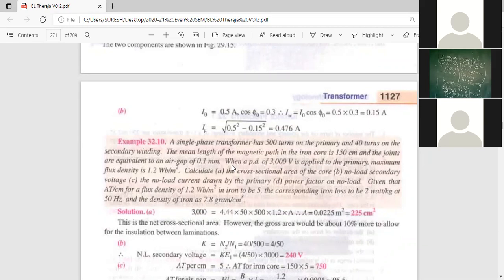We have to get these answers, whatever is visible on the screen. IW is 0.15. IM is 0.476 ampere. Verify it. Are you getting those answers?